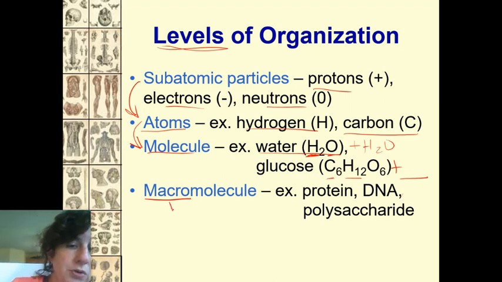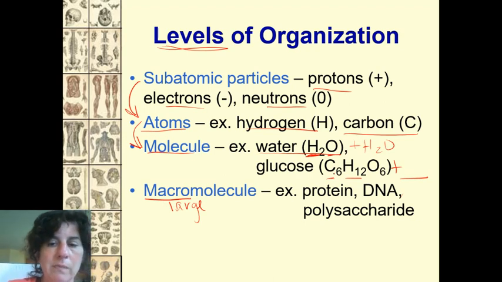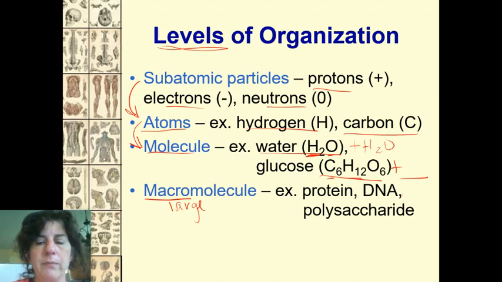Macro means large or big. So this is a large molecule, where a molecule itself is the smallest structure that still has that sort of function. A macromolecule is a bunch of these put together in some way, or a bunch of different molecules put together in some way. There are 4 basic macromolecule groups that we're going to look at in this class.